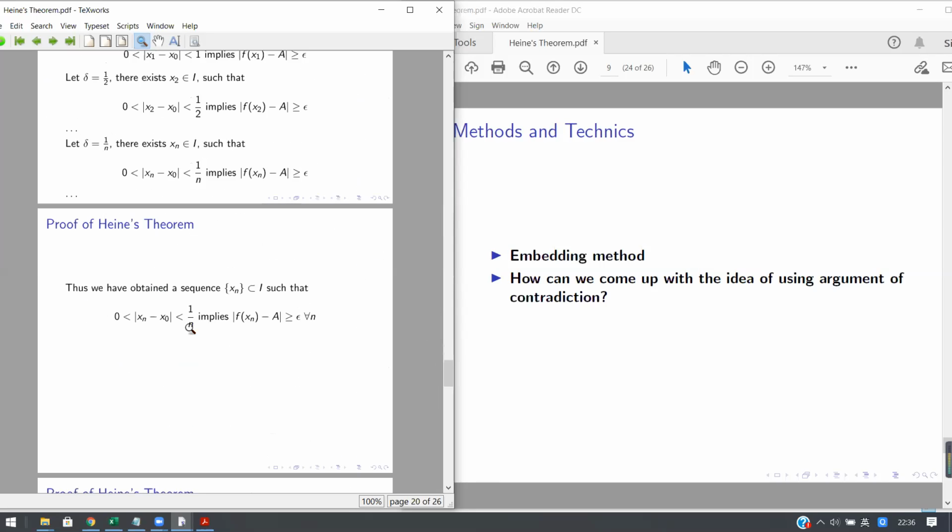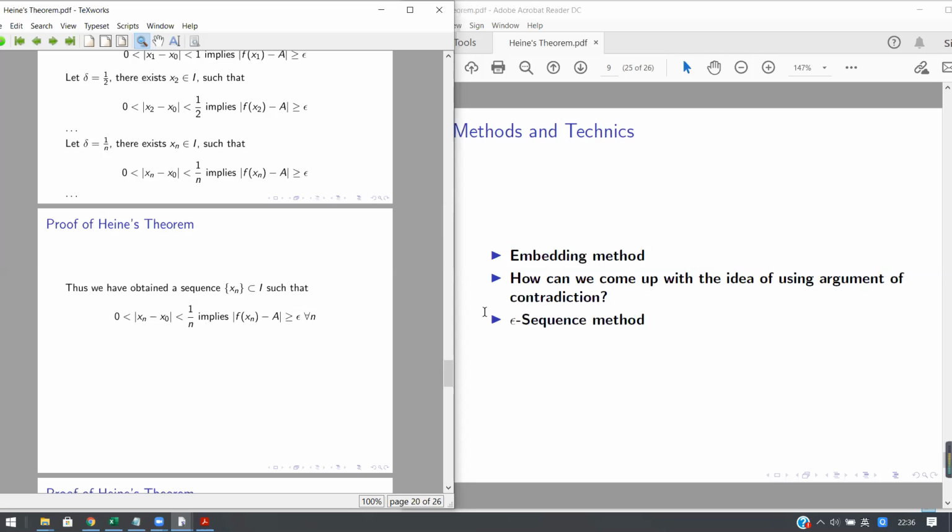And this sequence helps us find the contradiction, right? So in the future, when you find yourself in a position where the conditions are ambiguous or something is very hard for you to apply, it could be helpful to think about whether you can use argument of contradiction, right? Okay, this is the second one.